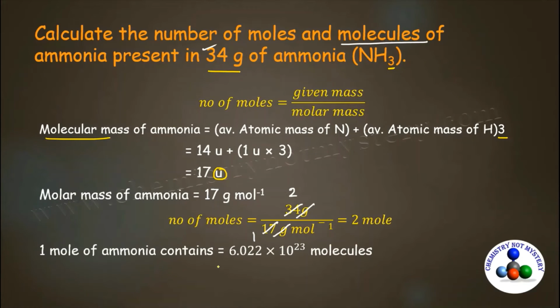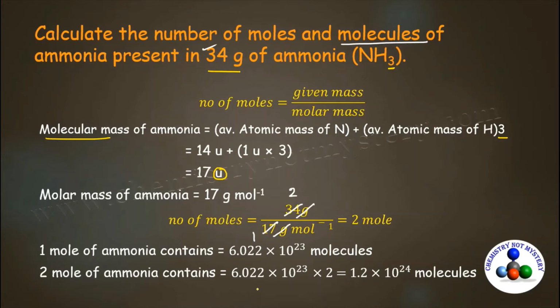We know 1 mole of ammonia contains 6.022 into 10 raised to 23 molecules of ammonia. So 2 moles will contain 6.022 into 10 raised to 23 multiplied by 2, which is equal to 1.2 into 10 raised to 24 molecules of ammonia. So now we learn to calculate moles and molecules of any substance.